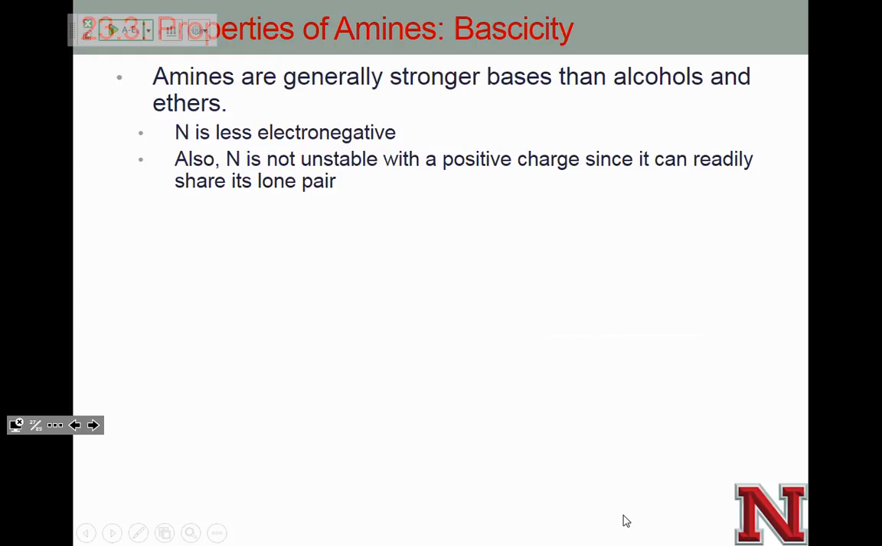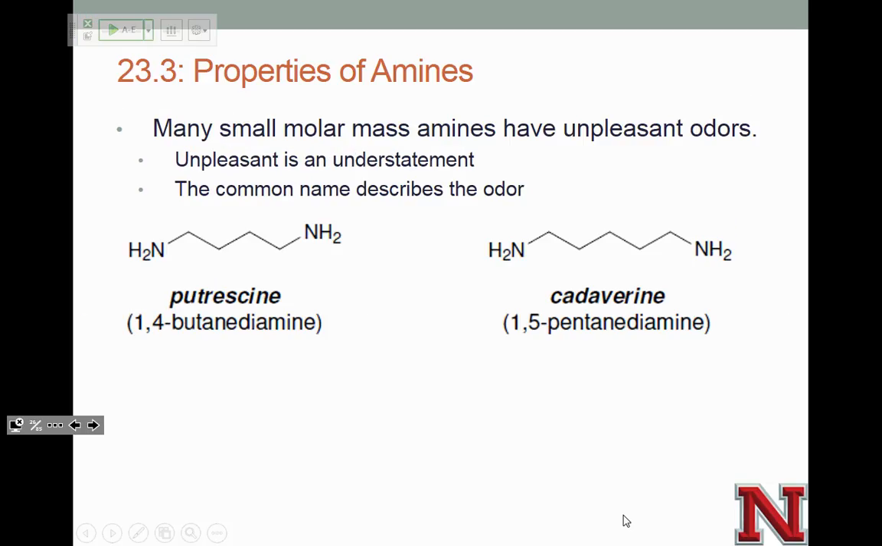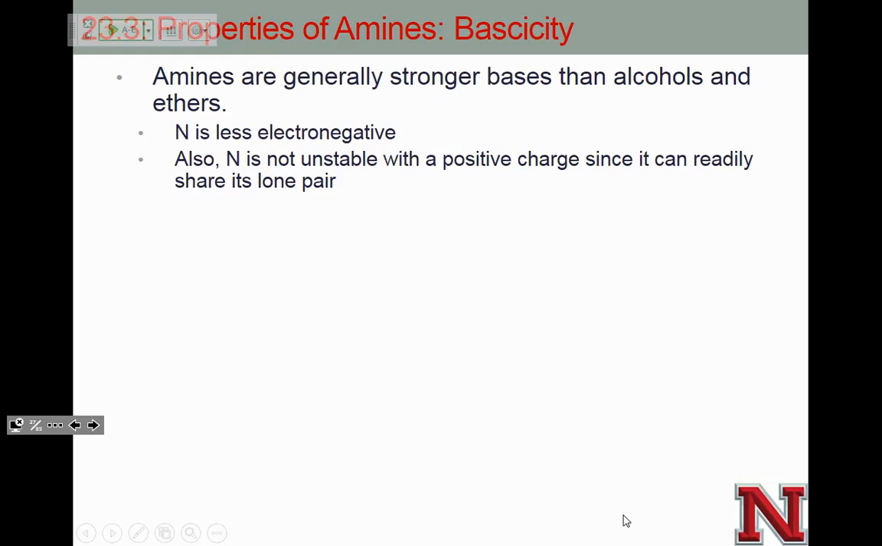Pyridine isn't the worst smell, but it's still not pleasant. But it's not this unpleasant. Those are pretty unpleasant. Amines are generally stronger bases than alcohols because our nitrogen is less electronegative, so it's not holding the electrons as close. Also, the nitrogen doesn't mind having a positive charge once it forms the conjugate acid, because it's not as electronegative, so it's not as unstable to have a positive charge. And that's what we see. Amines typically act as bases and not as acids.